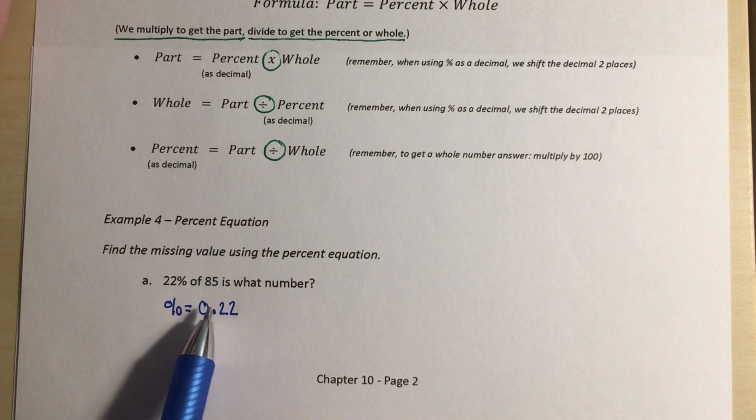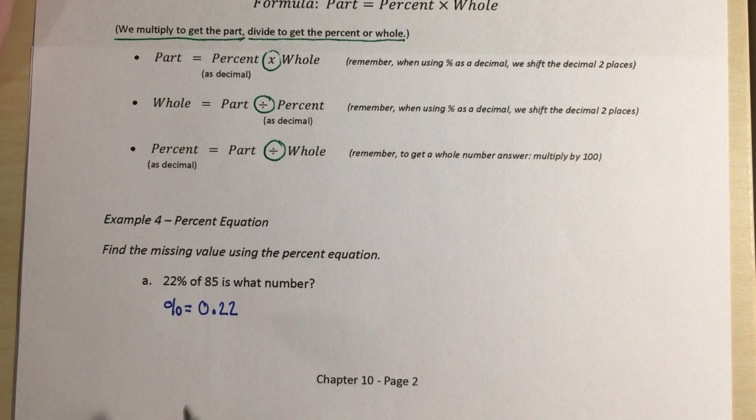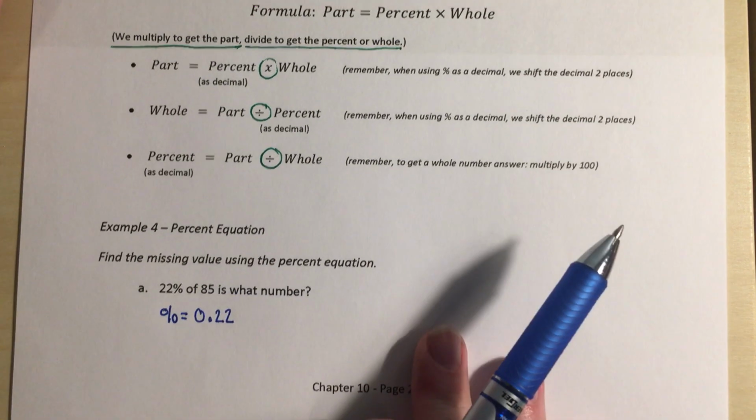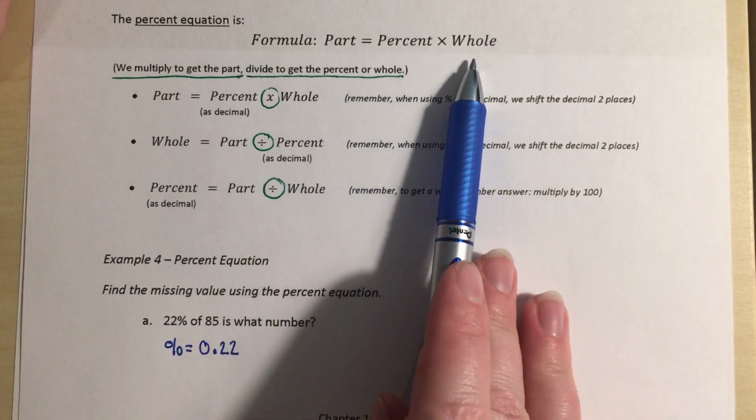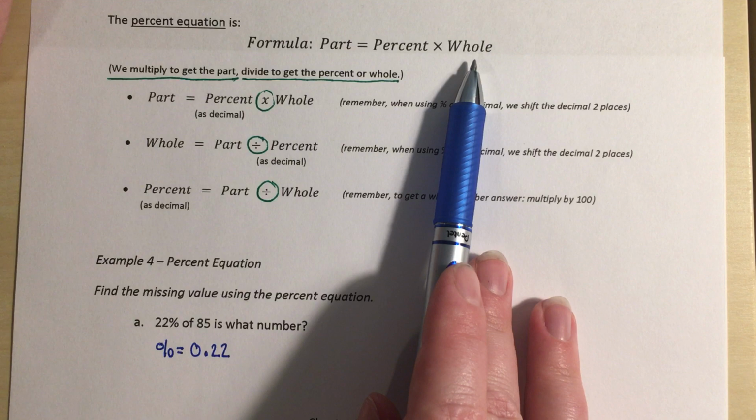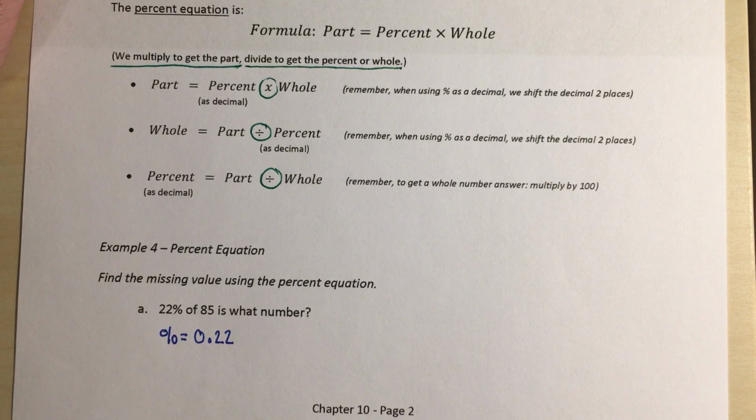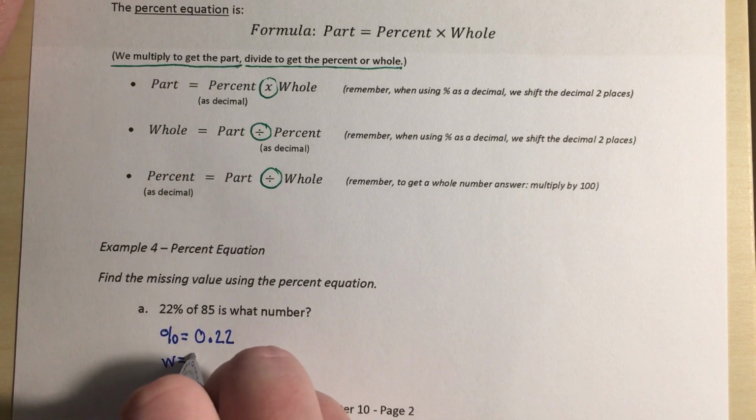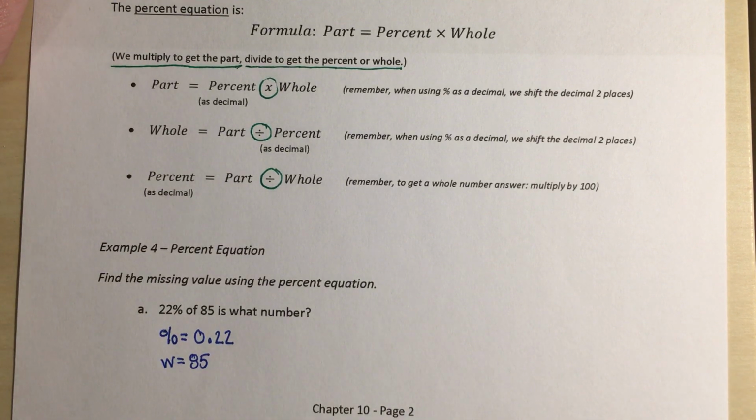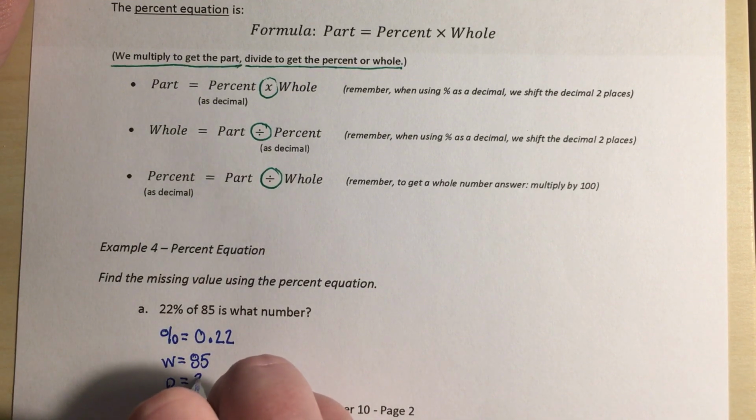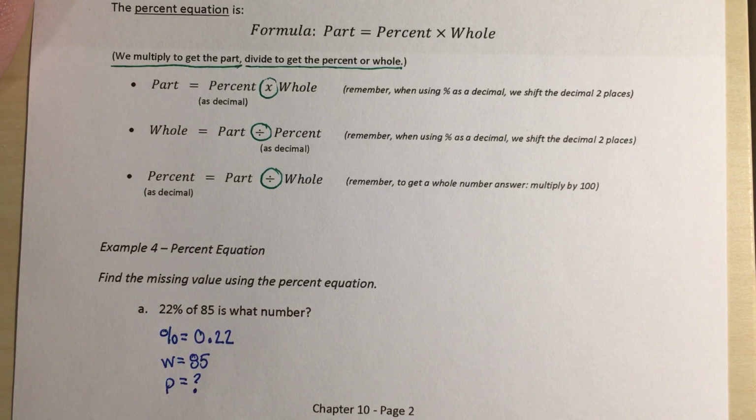In this case, our whole is 85. One key thing is, when we're looking at a general sentence, with a percent formula we have part equals percent times whole. After the multiplication sign is the whole. Sometimes we use the word of to represent multiplication. So in this case, what comes after the word of? That's 85, which means that 85 is our whole. And then is what number? That's what we're looking for, so the part is what we are looking for in this problem.